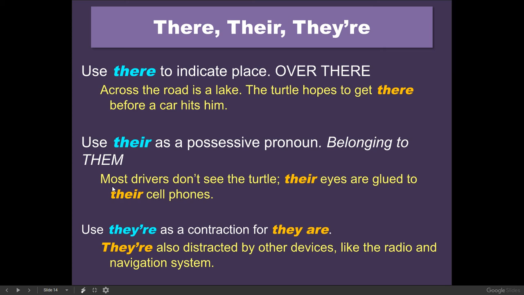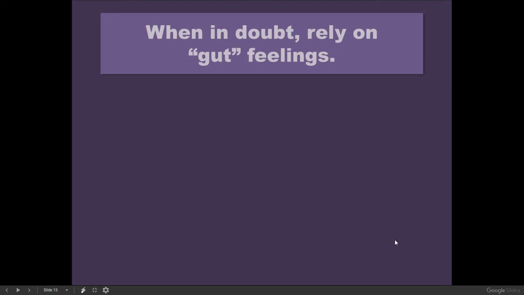Okay, can you say most drivers don't see the turtle over their eyes are glued to over their cell phones? Then you would scratch this one out. Can you use the contraction for they are? They are eyes are glued to they are cell phones, and that one doesn't work. Does anything belong to them? Eyes does, and so does cell phones. So that's the trick that you play for that one.